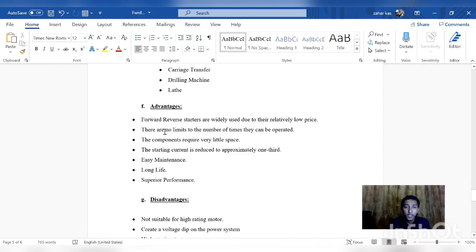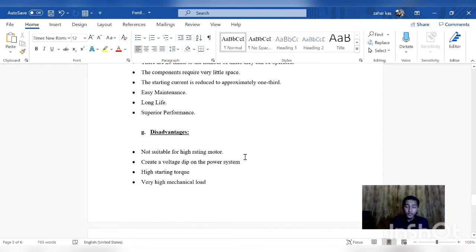Next, advantages. Number 1, forward reverse are widely used due to their relatively low price. Number 2, there is no limit to the number of times they can be operated. Number 3, the components require very little space. Number 4, the starting current is reduced to approximately 1/3. Number 5, easy maintenance. Number 6, long life. And last one, superior performance.